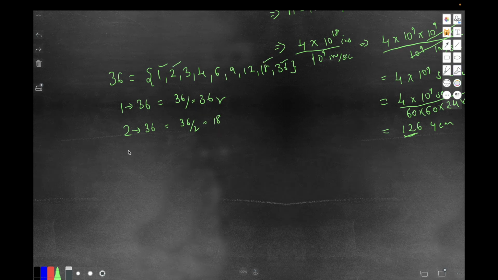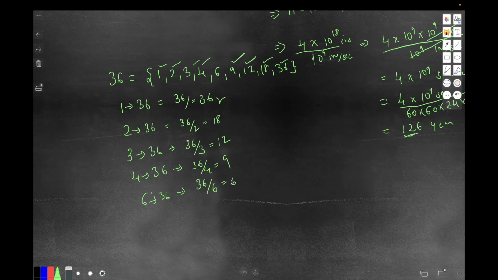3 is a factor of 36. If I divide 36 by 3, I get 12. Can I say 12 is also a factor of 36? Yes. 4 is a factor of 36. If I divide 36 by 4, I am left with 9. Yes, 9 is also a factor of 36. 6 is a factor of 36. If I divide 36 by 6, I am left with 6. So 6 is also a factor of 36.